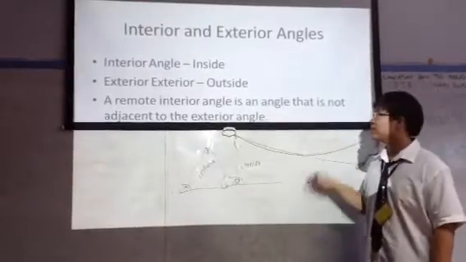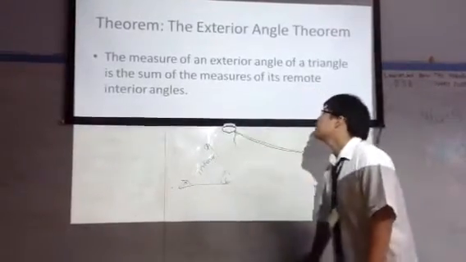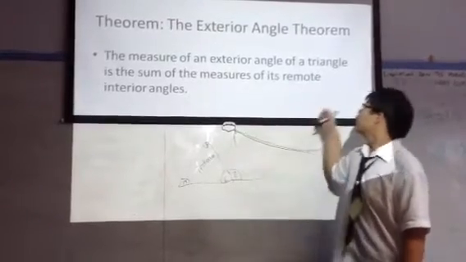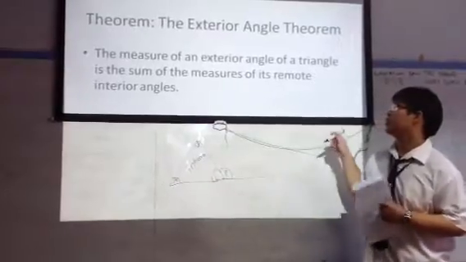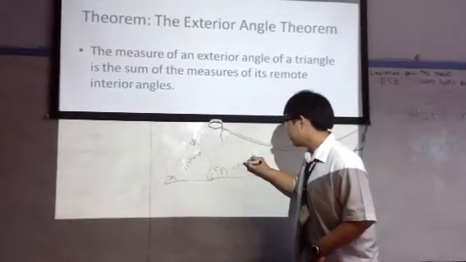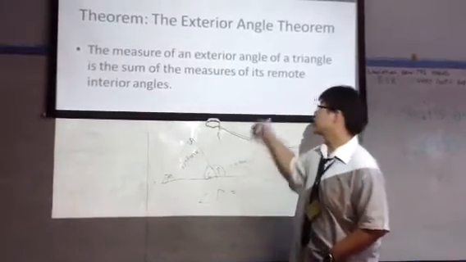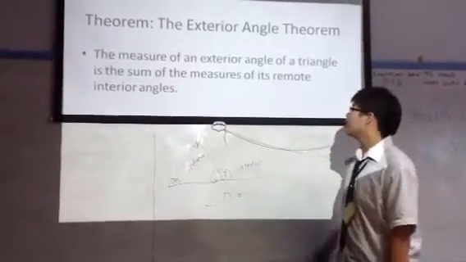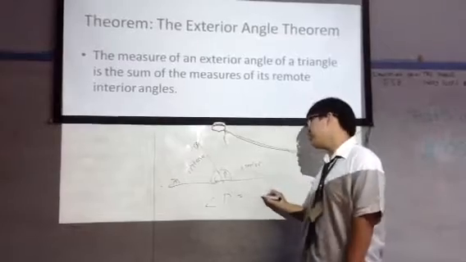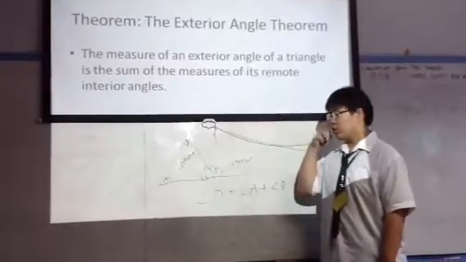Moving on. Okay, so now we have another theorem here. The measure of an exterior angle of a triangle is the sum of the measures of its remote interior angles. So this exterior angle, D, would be equal to the sum of its remote interior angles. Like I said before, A and B are the remote interior angles. So the angle D would be equal to A plus B. That's all you have to know about that.